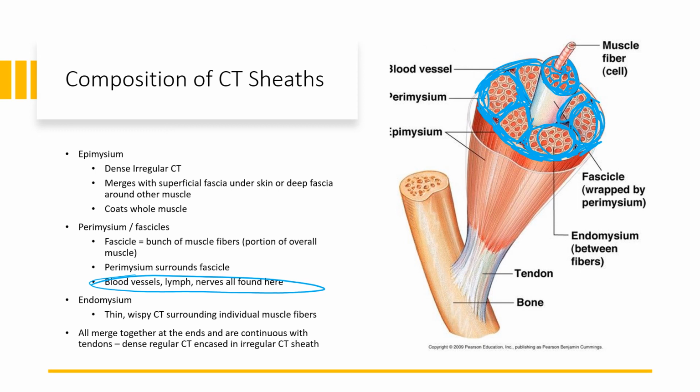It'll merge with the superficial fascia under the skin, or a deep fascia, which connects one muscle to a bunch of other muscles. The epimysium covers the whole muscle, and since it connects, that epimysium merges with epimysium on other muscles, which in turn merges with what's under your skin. When you contract one muscle, you're going to be doing stuff to the surrounding structures, right?